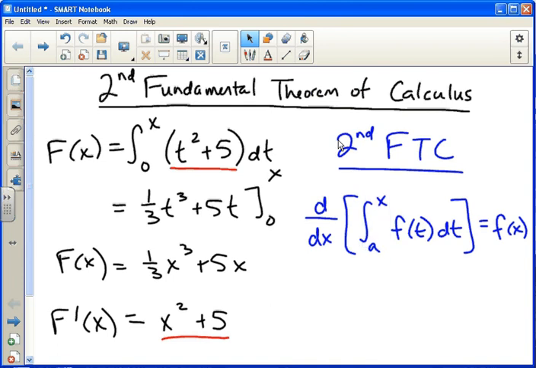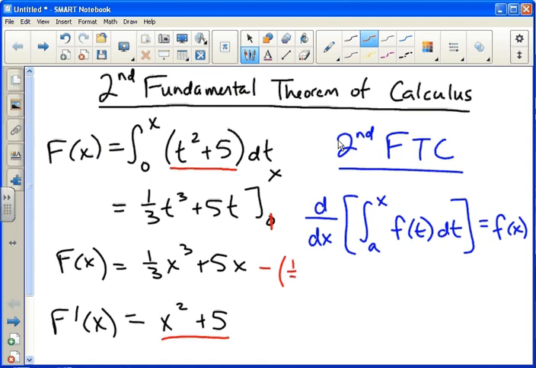If you notice, it doesn't stipulate what a is. It doesn't matter what number is on the bottom, because the result is always just going to be f of x. And here's why. If you go back to the one we did before, let's say I had plugged in 1 right here. Then I had 1/3 times 1 cubed plus 5 times 1. So we get a number there. I think it's going to be like 5 1/3.